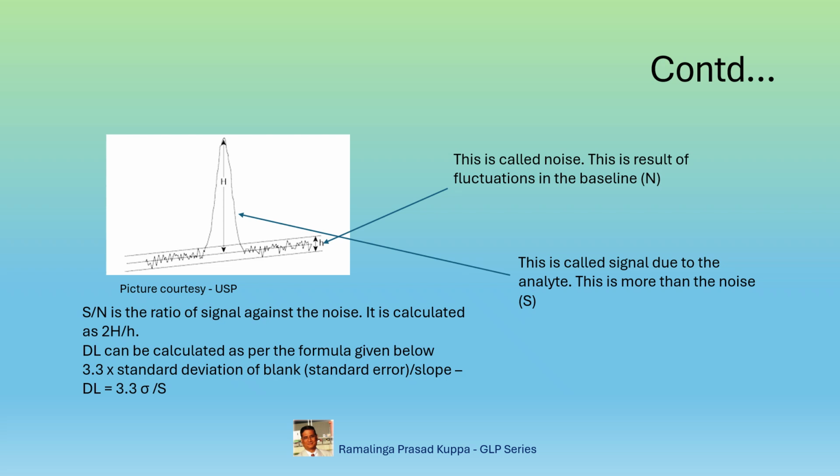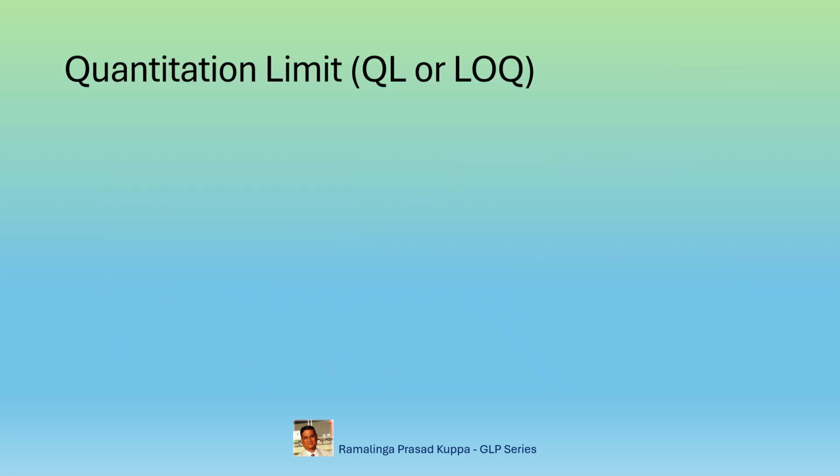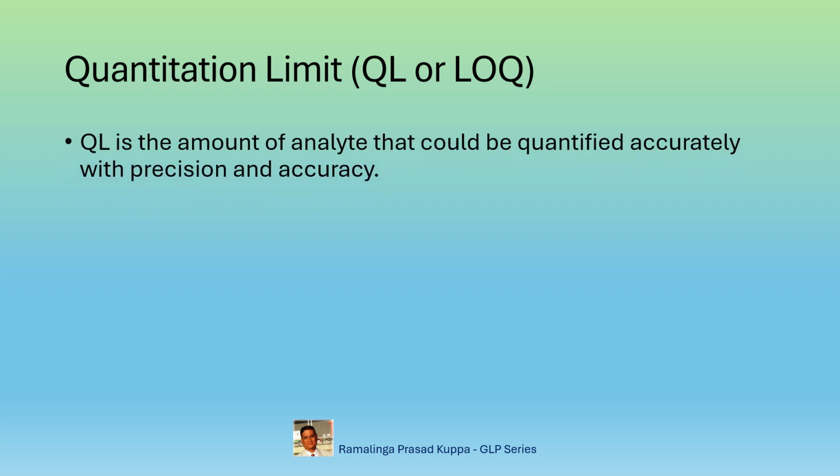Let us see more on QL in the next slide. Quantitation limit, QL or LOQ. LOQ means limit of quantitation. QL is the amount of analyte that could be quantified with precision and accuracy. At the QL level, the areas are significantly higher than at the DL level. So, as described above, the replicate areas of peaks can be evaluated statistically for precision and accuracy.